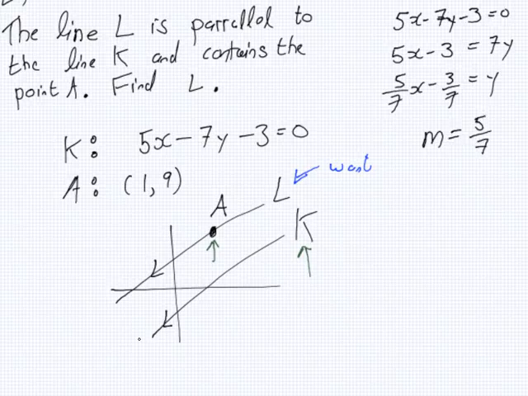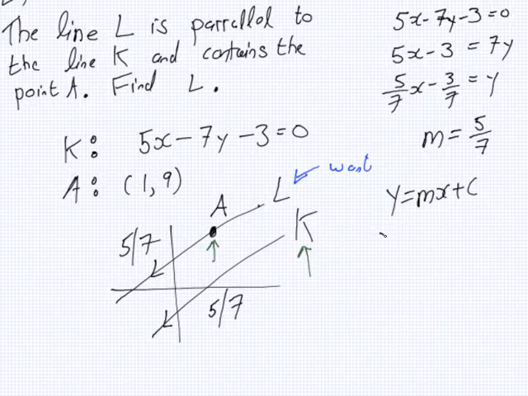So if the slope here is 5 over 7, then the slope here must be 5 over 7. So that's good. We already have the m. So we are halfway finished. We know what the m is for the line. y equals 5 over 7x plus c.